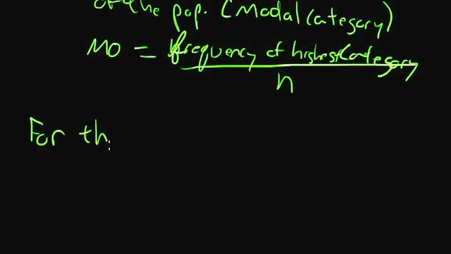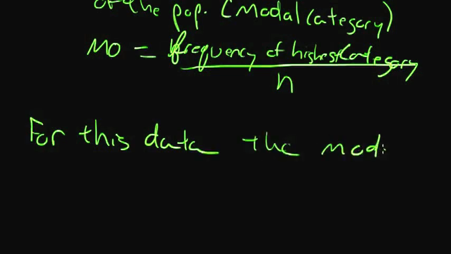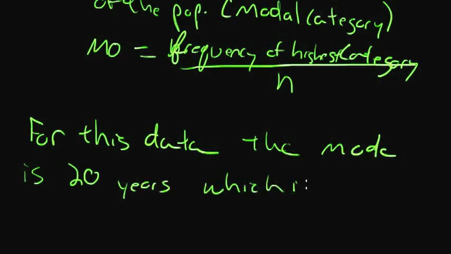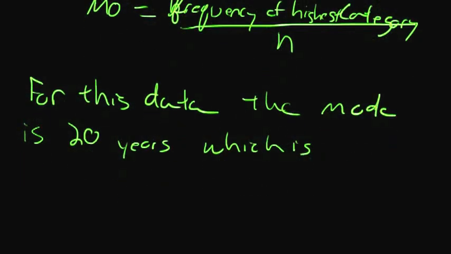Actually, we kind of just write out, for this data, the mode is 20 years, which is, okay, now we have to figure out a certain percentage of the cases. So MO equals the frequency. How many times did this 20 appear? It appeared 3 times. And we said the population was 16.